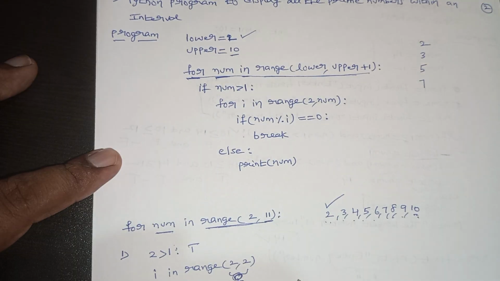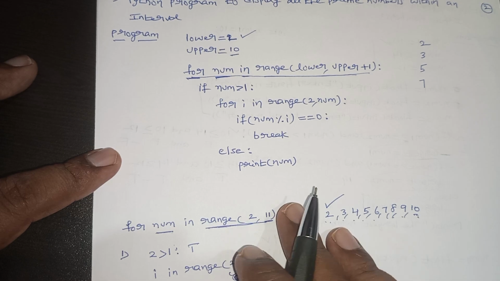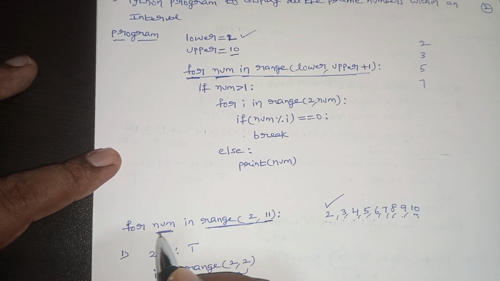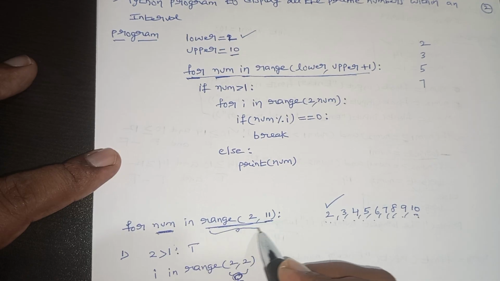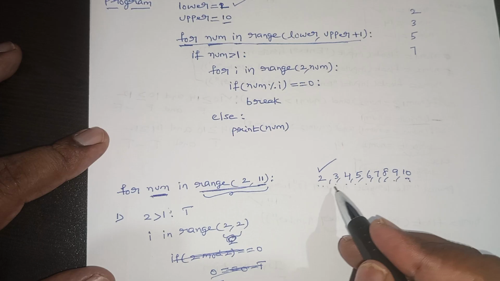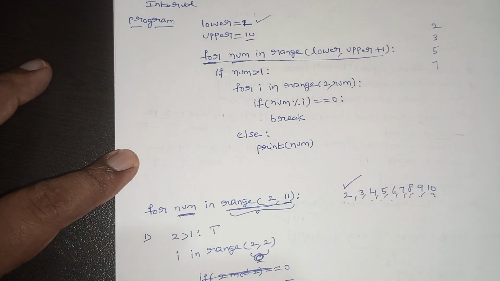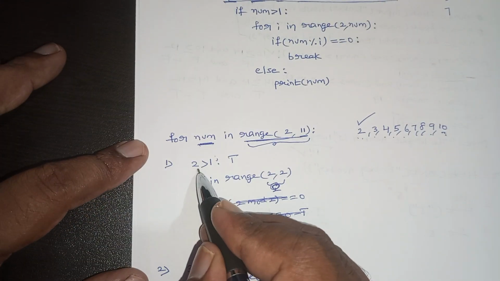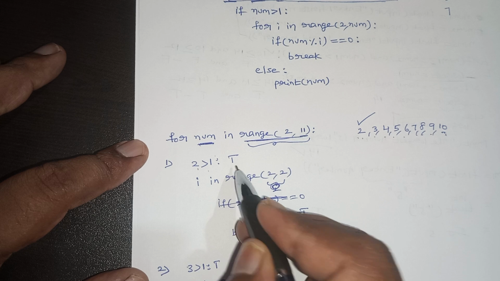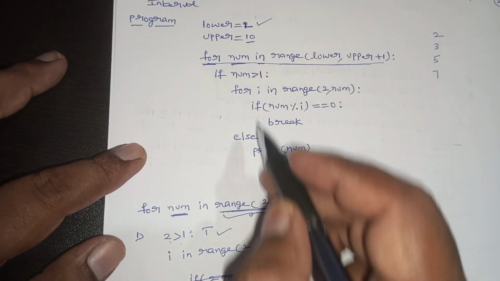Now what is my intention? I have to print the prime numbers between 2 to 10. That is my intention. The entire range is 2 to 10. First num equal to 2. Now where do I have to go? Check the condition. I am writing here 2 is greater than 1. Condition true or false? Yes, condition true.